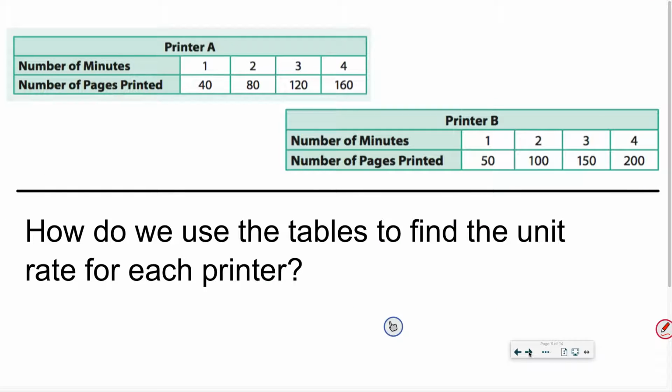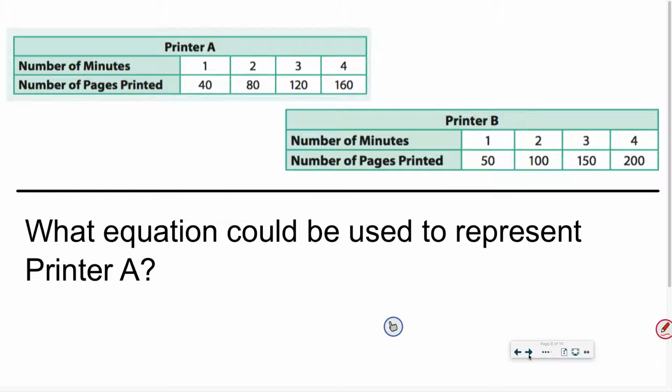So now looking at this table, can I clearly see which printer has the greater unit rate? Yes. Absolutely. If I refer back to where you told me to look for printer A for the unit rate and look in the same spot for printer B, I can see that printer B has a unit rate of 50 and printer A has a unit rate of 40.